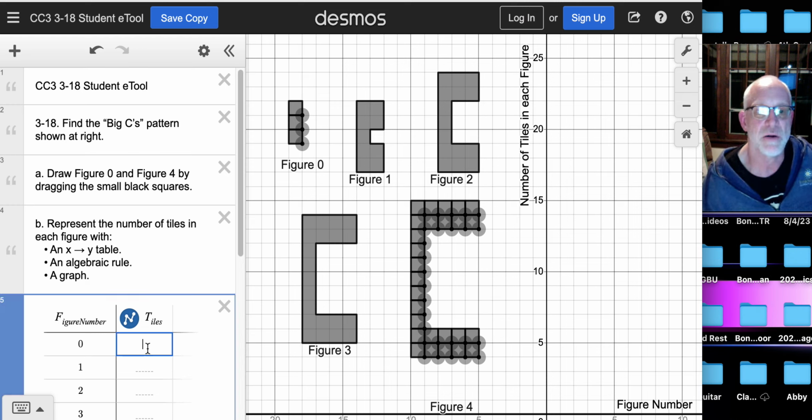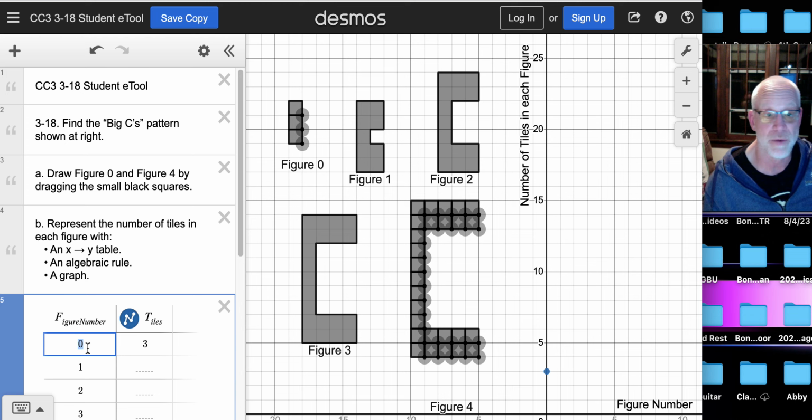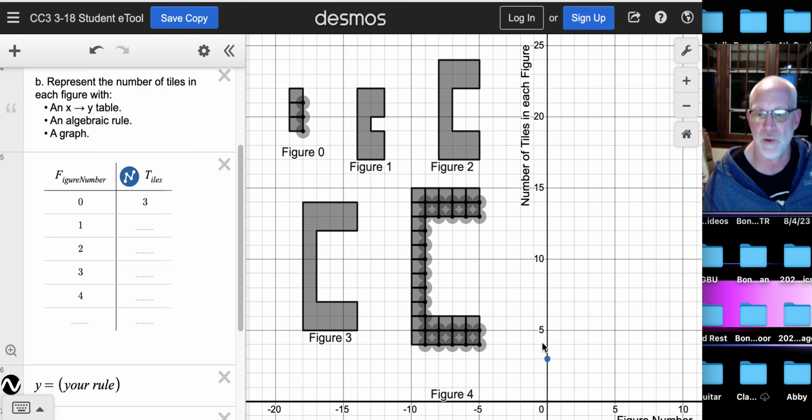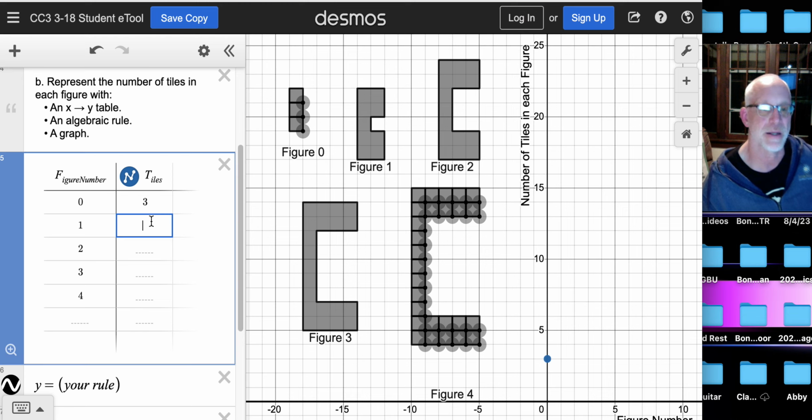Beautiful. Now we have to count the tiles. So in figure 0, we have 3. So what this means is we went over 3, x-axis. We went up 3, y-axis. There's our point right there, 0, 3. Then for this one, we have 1, 2, 3, 4, 5, 6, 7, 8, 9. We have 9. So that means on our graph, we go over 1 and we go up 9. Over 1, up 9. Okay?